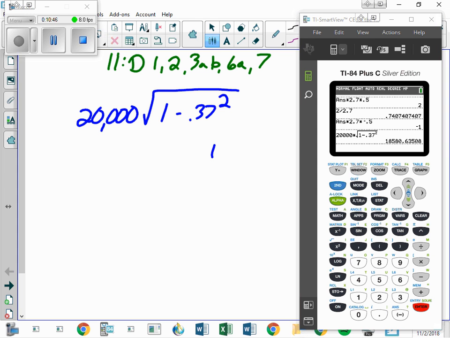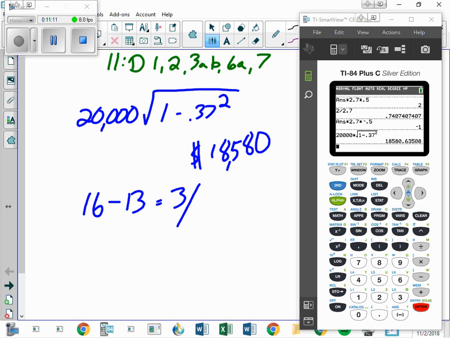And I get 18,580. Okay. B, predict the income of a woman with 16 years of education. Well, I take 16 and I subtract the average, which is 13, and I get 3. Divide that by 3.4. And I get 0.88. So this is kind of like a ZX. That's how many SDXs I am above average.